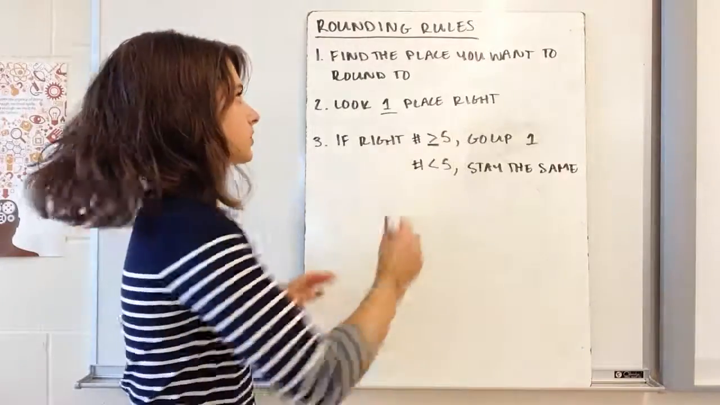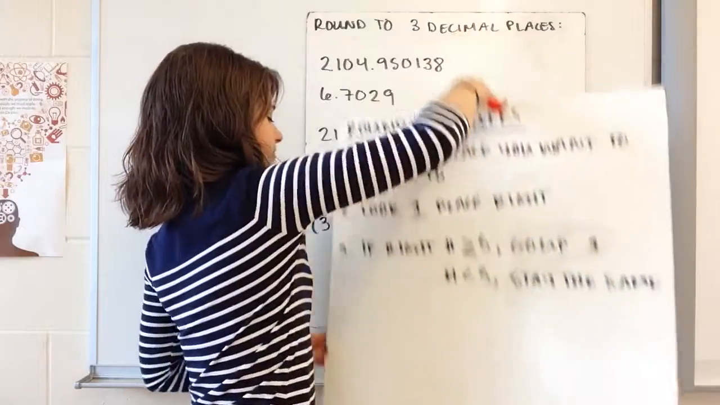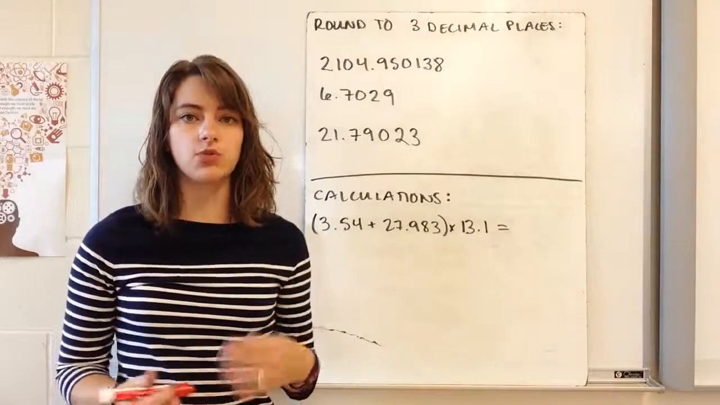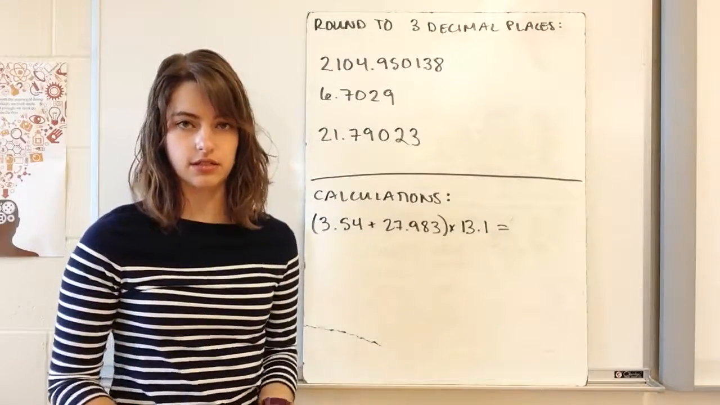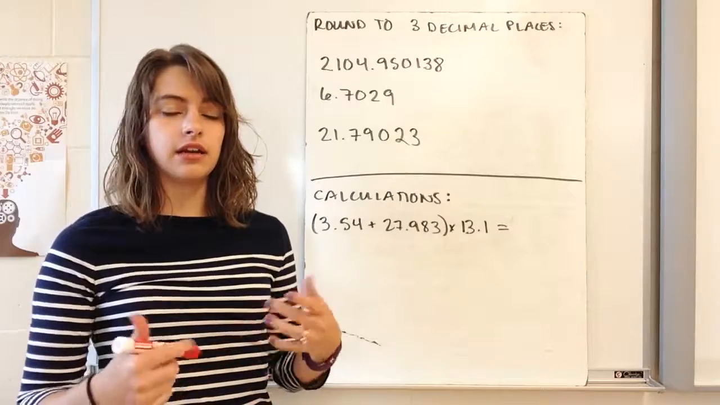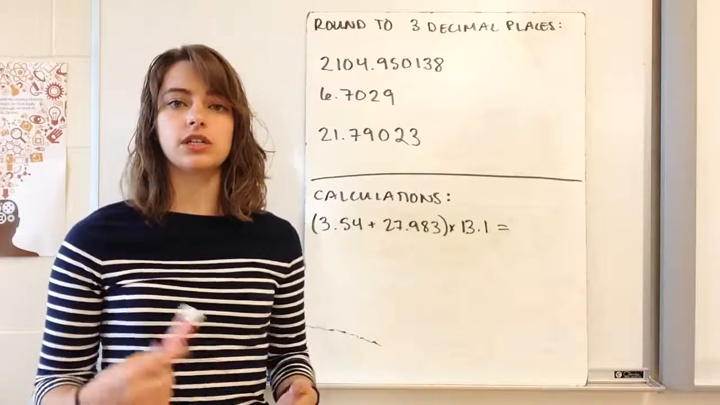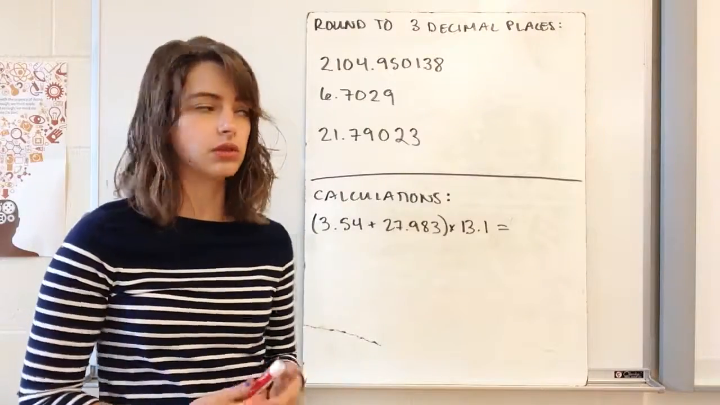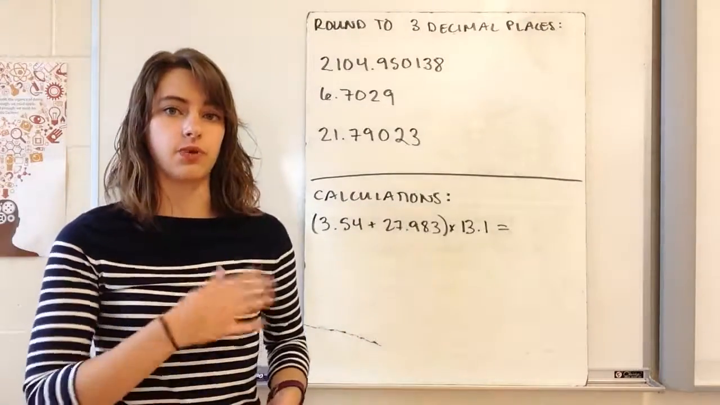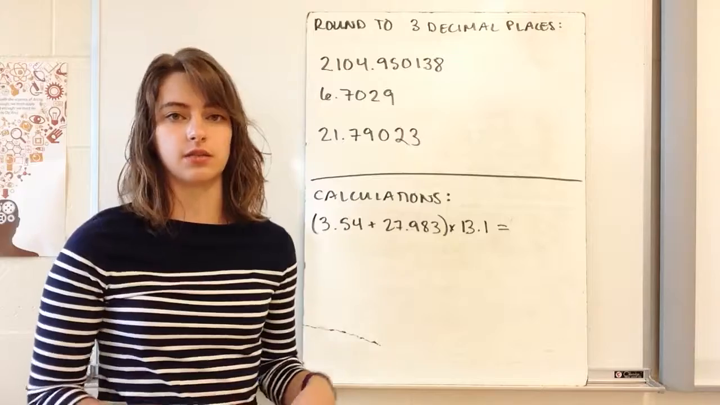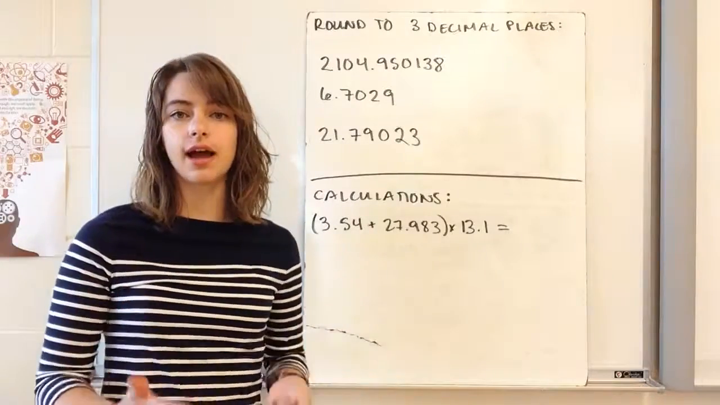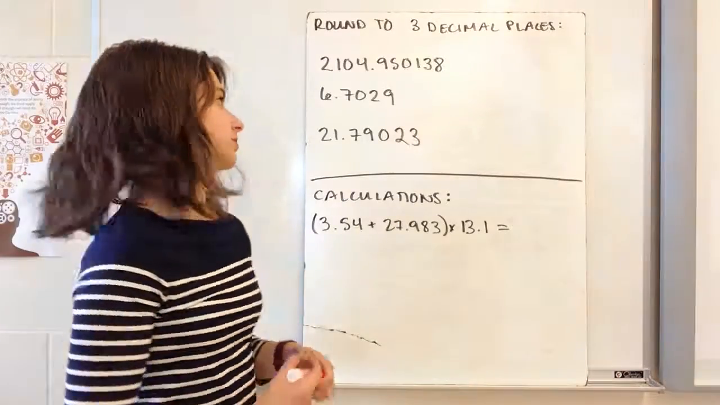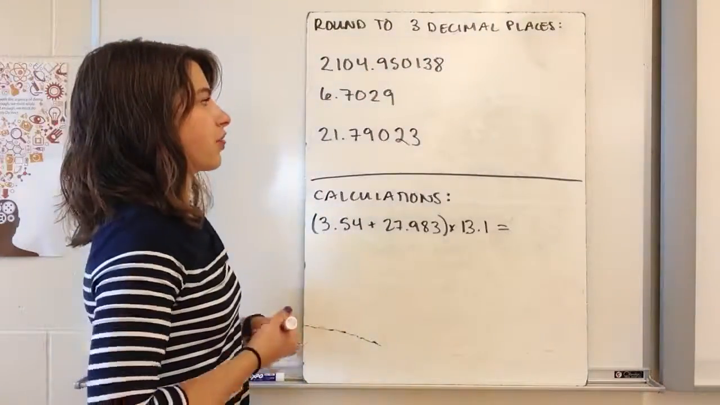If it's less than 5, the number stays the same. Let's look at a couple examples. For all of these examples, we want to round to 3 decimal places. Your problem in class, whether it's on your homework, your quiz, or your test, will tell you how many decimal places to round to. It will say round to a number of decimal places, or it'll be a number in parentheses, or somehow be indicated. In this case, we want to round to 3.